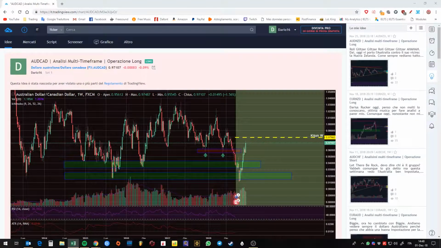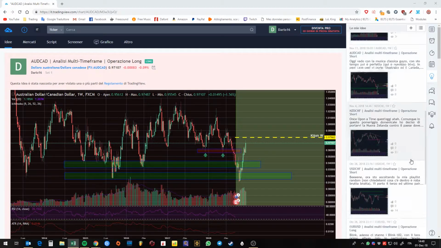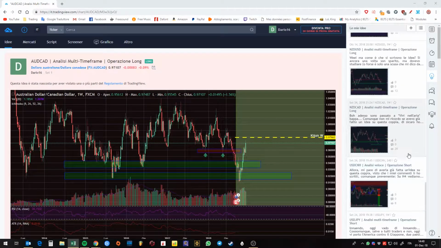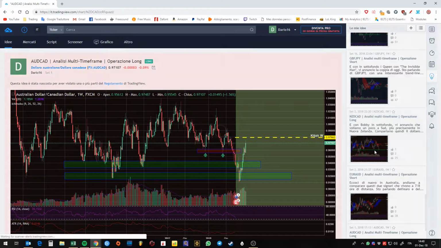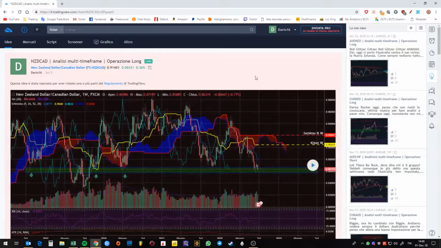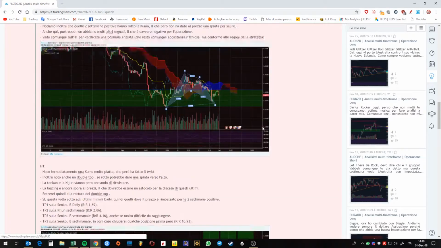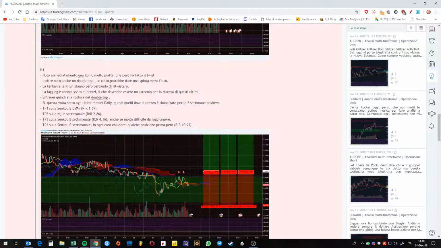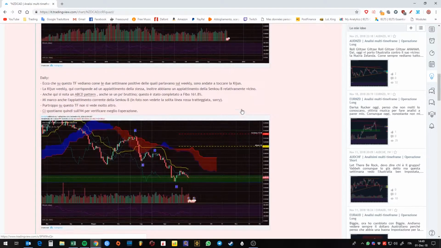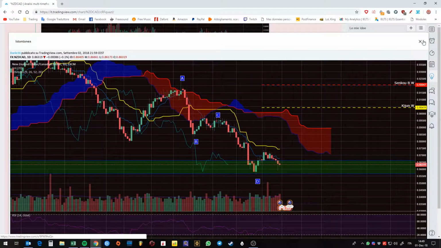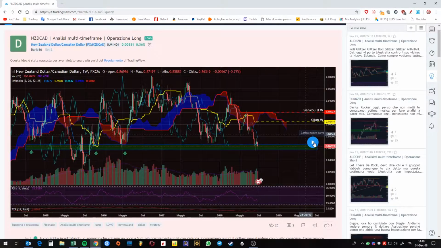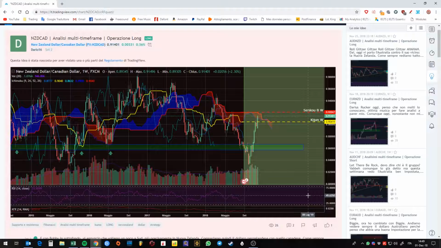Okay, let's go on New Zealand dollar, Canadian dollar, which is the 5th September more or less. New Zealand dollar USD, New Zealand CAD. No, not that one. Okay, this one. Okay, so the take profit is around here. Let's see. Well, I can even see where the take profit is. So the first take profit is on the Senkou B daily. So it's around, where is it? Here? Yeah, around the Kijun weekly. Okay, let's see. Boom. Okay, no, this one no.